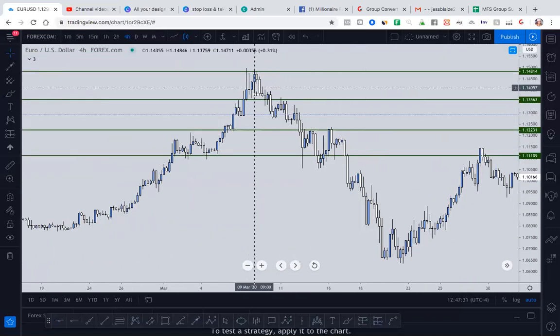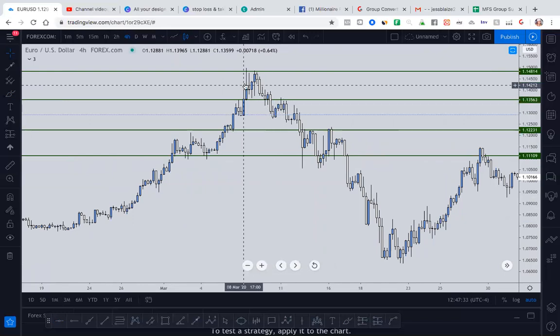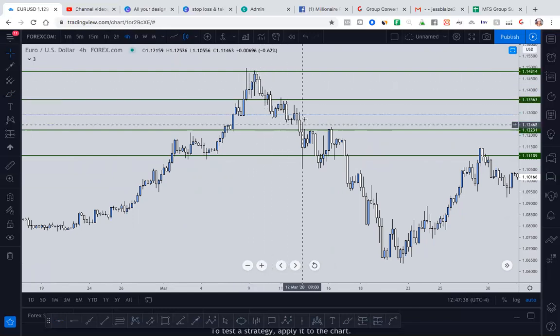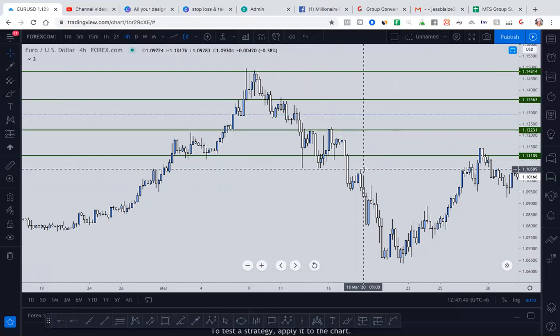And look at these levels. Look how they were respected. And this is March 9th. And look at how beautifully they're still respected. You will see that your levels will hold. They will hold for a while.